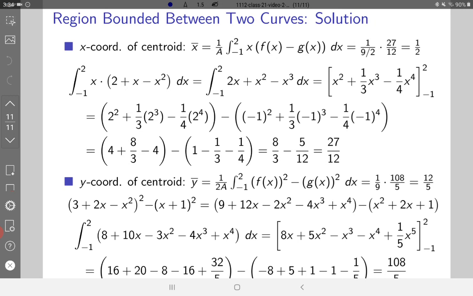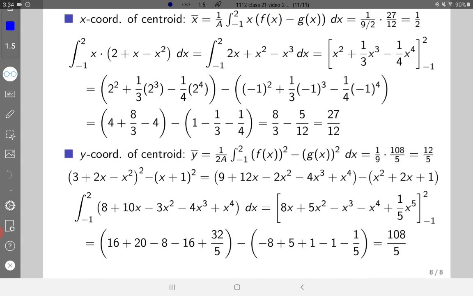And then finally, here are the calculations of the integrals for finding the x-coordinate of the centroid and the y-coordinate of the centroid. And so you could just compare your work to whatever you're doing on paper, make sure you get the same results.